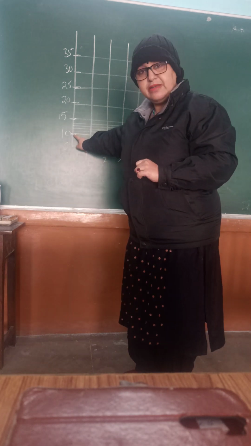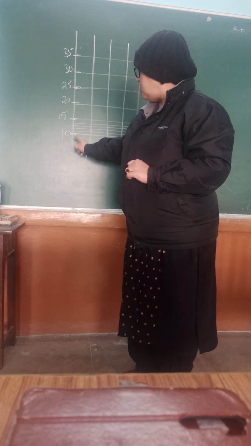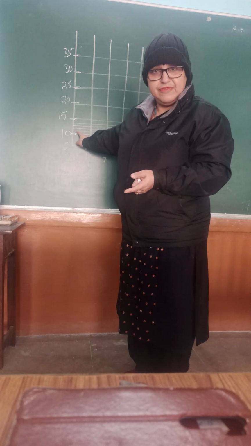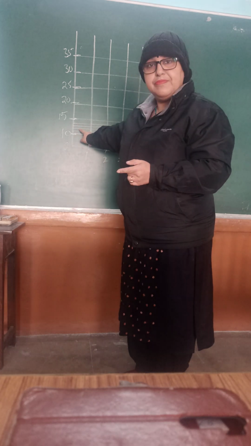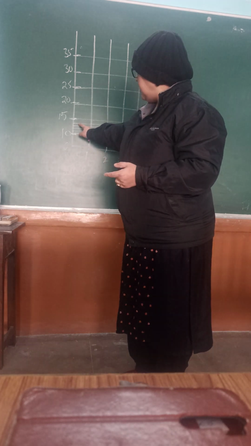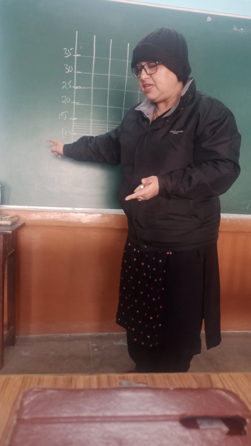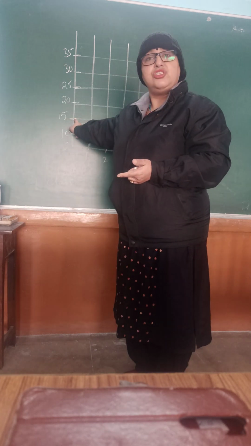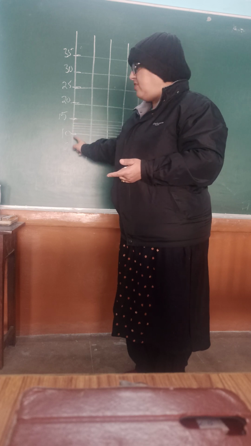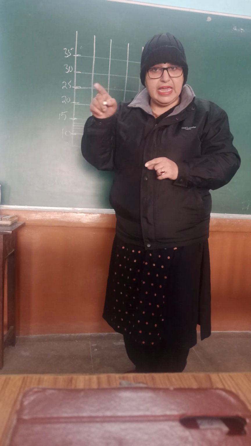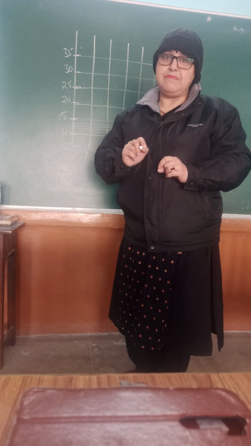I have 10 written over here. So the next thin line which is there will be 11. After that it will be 12. After that it will be 13. After that it will be 14 and we will reach 15 on this line. So if you see, in between the boxes there are 5 thin lines which are made.